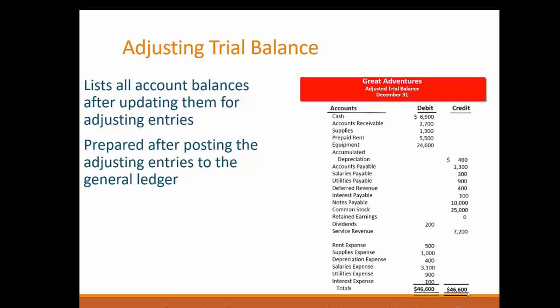Now, if they don't, we know that we have to go back to our general journal, back to our general ledger, and see where we may have made an error in the transaction posting or the addition or whatever. But this will tell us that we're on the right track. So if my debits equal my credits, then again, I'm on the right track.